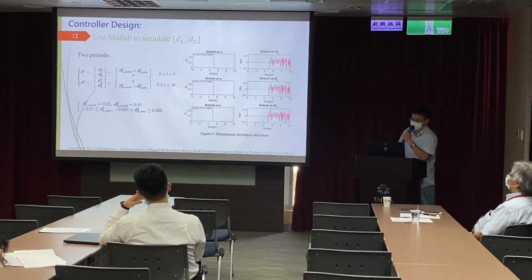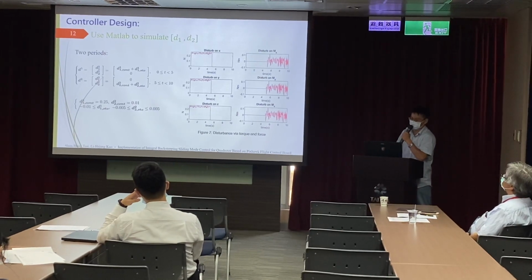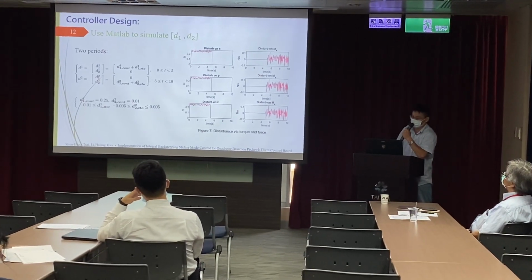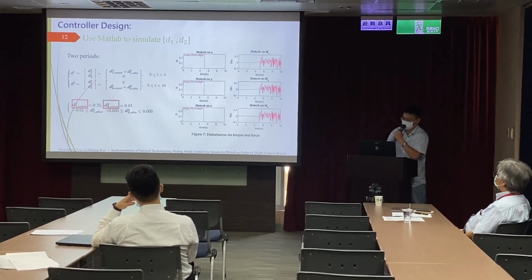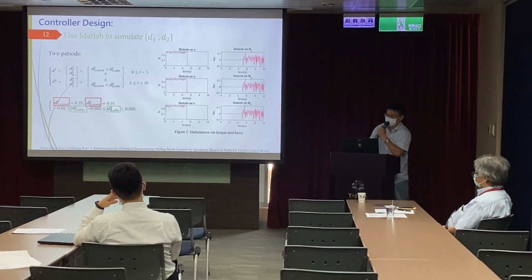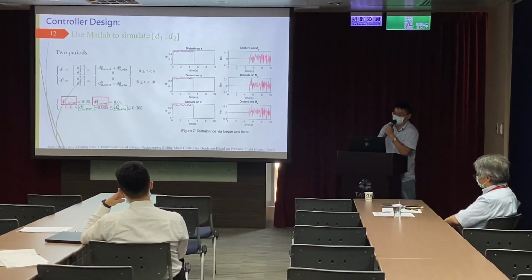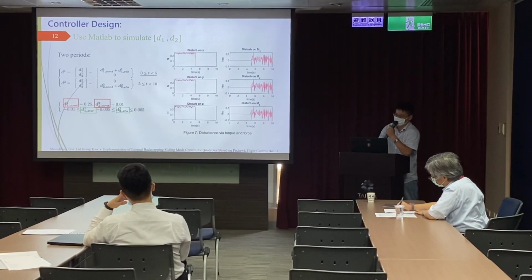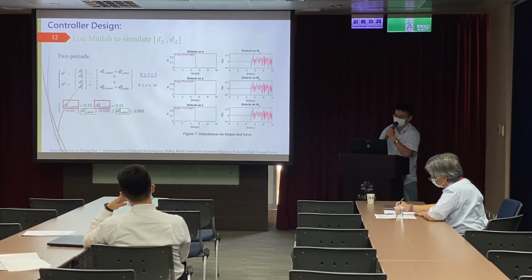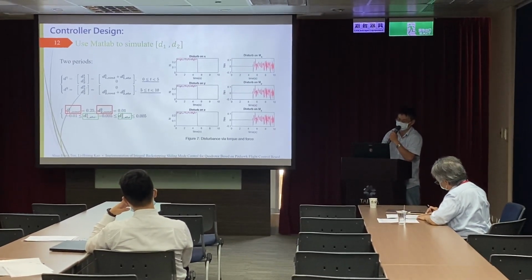Figure 7 is a simulation of disturbances in torque and force, and each one consists of a constant and random noise. As you can see, the force disturbance happens before the 5th second, and the torque disturbance happens in 5 to 10 seconds.